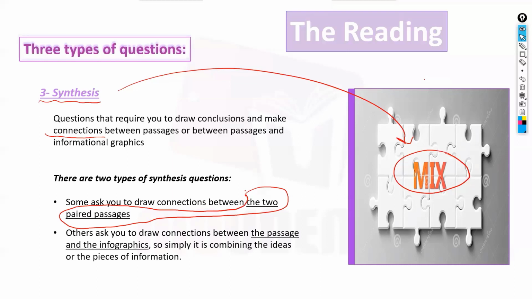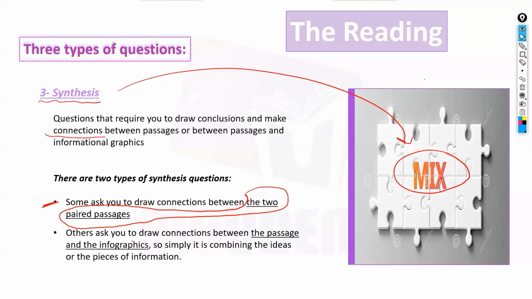So instead of having, for example, a 200-word passage, you're going to have a 100-word passage and another 100-word passage. It's not really longer, but the passage is split in two, and each passage is different. They're going to be talking about different topics. Probably the topics are related, so you can make the synthesis and connection between the passages. That's the first type: making connections between two passages.